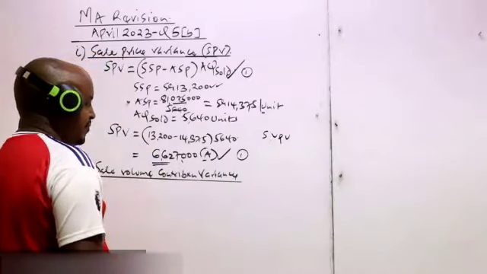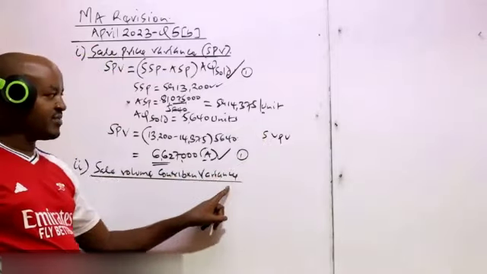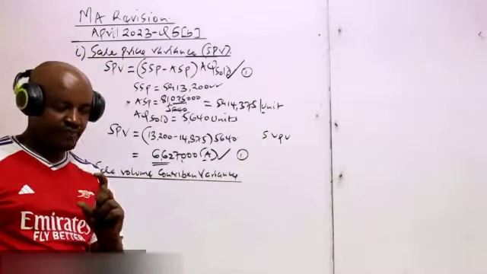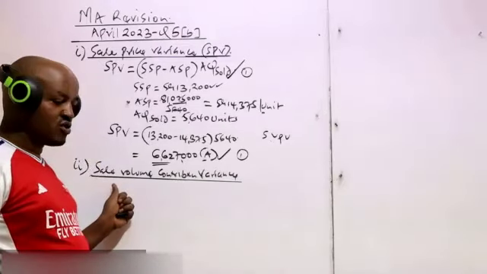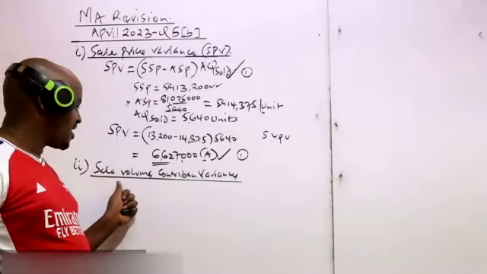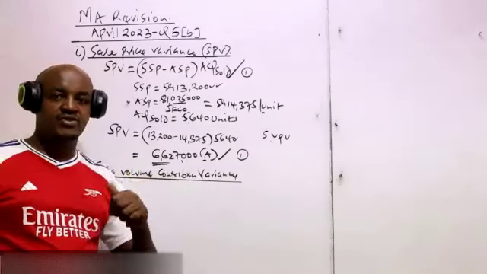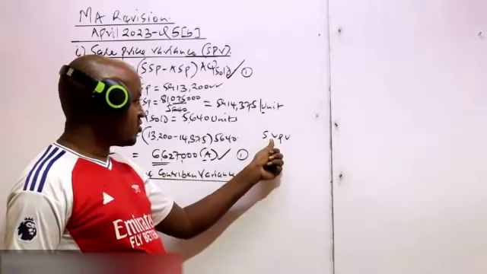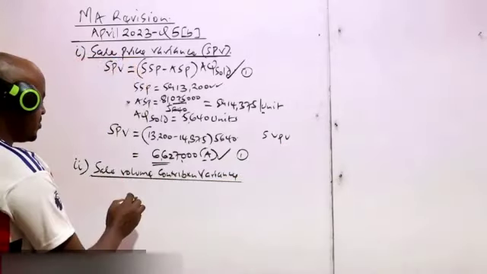We said this depends on the costing system used by the company. If the company is using marginal costing, and that's actually what you're told, then you'll be required to compute the sales volume contribution variance. But if the company is using absorption costing, we will be required to compute the sales volume profit variance.